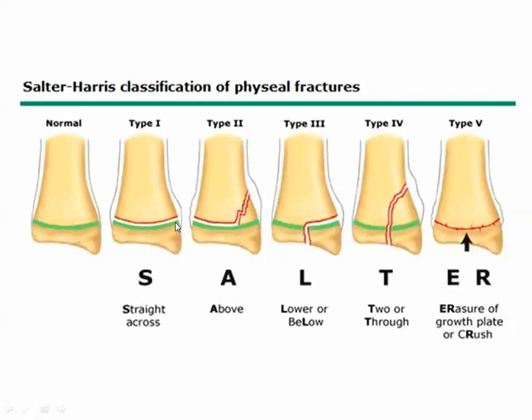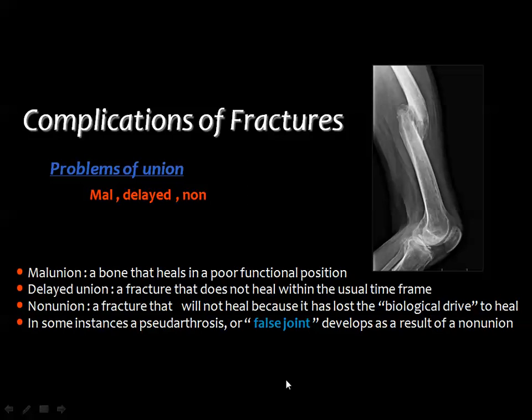Then the type 1 means a straight fracture across the physis with widening of the physis. The type 2 means the fracture occurring above the physis. Type 3, below or lower to the physis. Type 4, through the physis, above and below. Type 5 means the impaction through the physis, compression or crush or erasure through the physis.